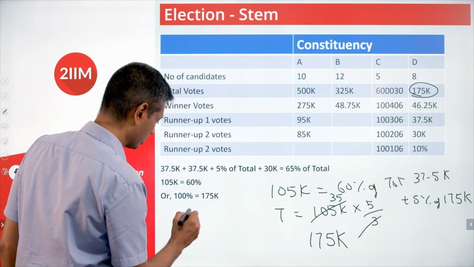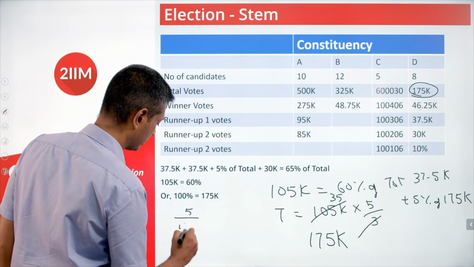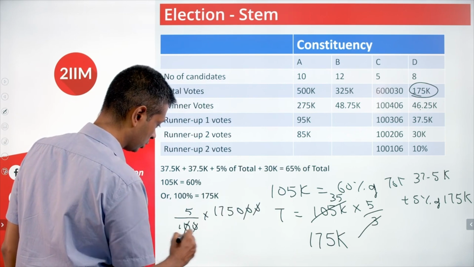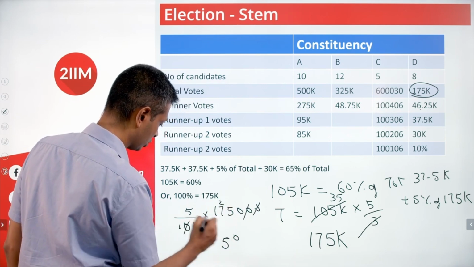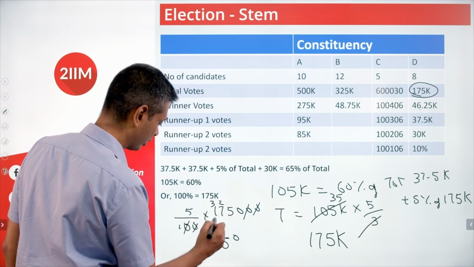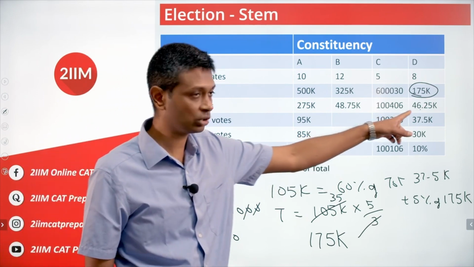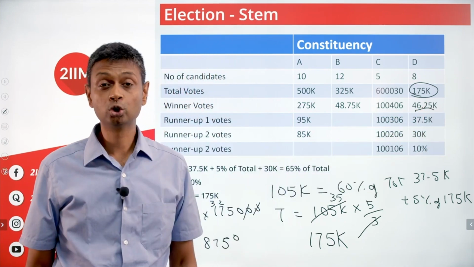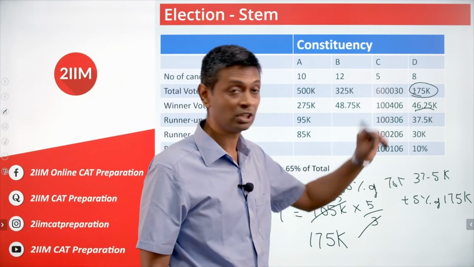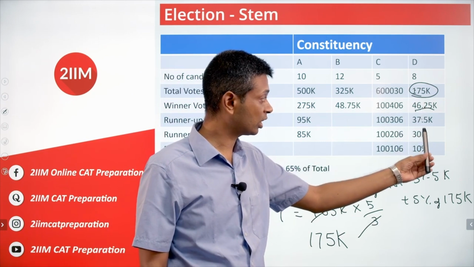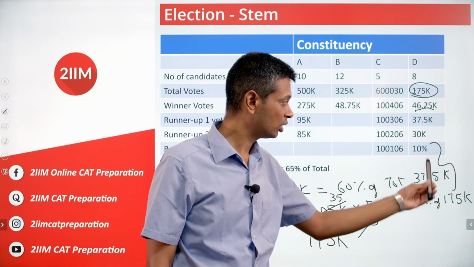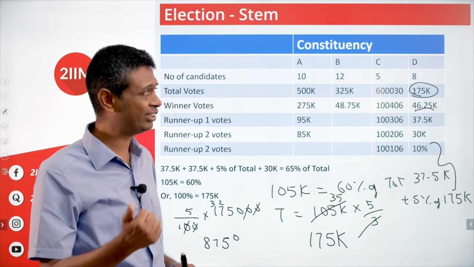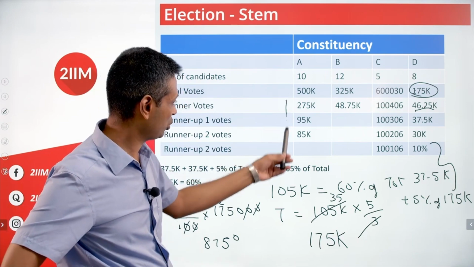5% of 175k is 5 by 100 into 175,000. So 5 5s are 25, 5 2s, 37, 7 3s, 8750. 8750 plus 37,500 takes us to 46,250. So now we've got the total number of votes polled in D, what the winner got, what runner-up 1 got, runner-up 2 got, what all of them put together got, what this guy got. Everything we've got. Complete data. We've got reasonably full data on C and D. We've got a sufficient amount on A.